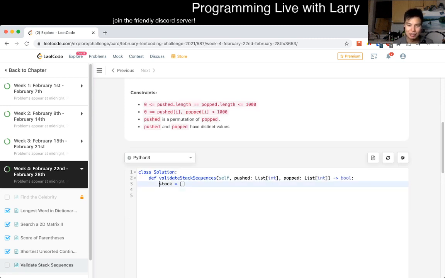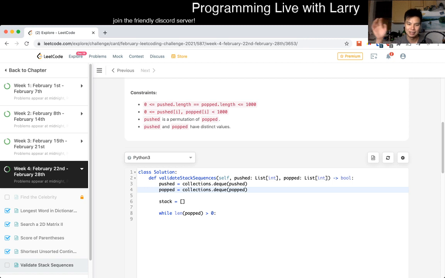But okay. So again, for lazy reasons, I'm going to convert them into deques, so we can just pop instead of using variables, but of course this will add to the complexity, which we'll talk about in a bit. So while the length of popped is greater than 0, so we want to make sure that for every character that we pop. Actually, this could be a for loop. Fine, let me do it that way then.